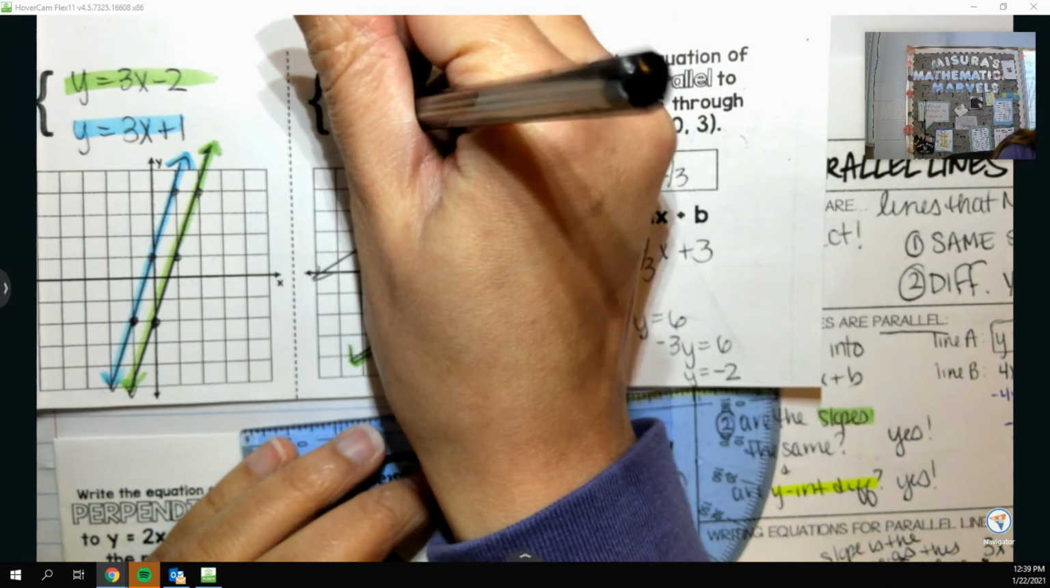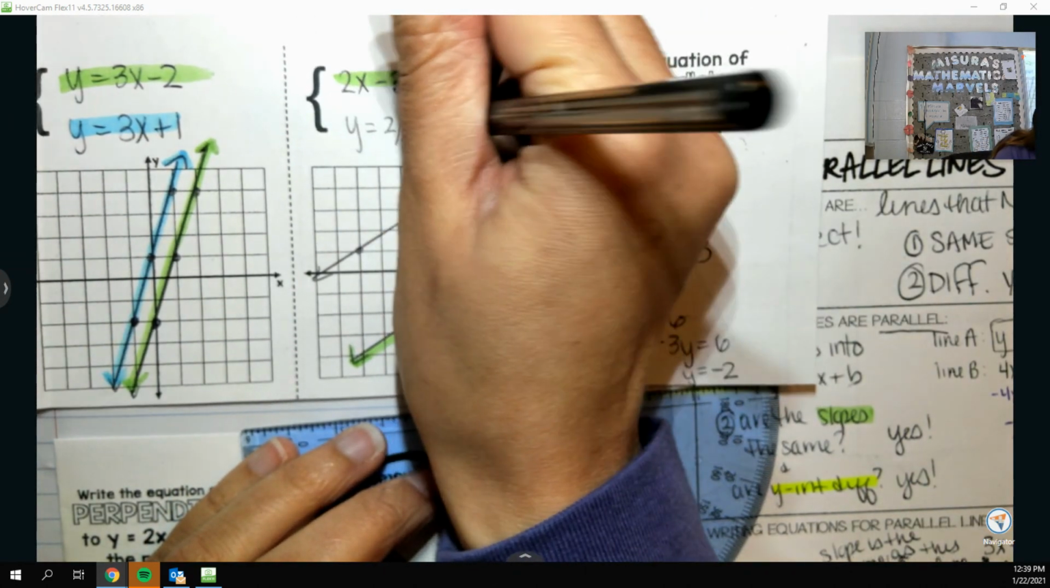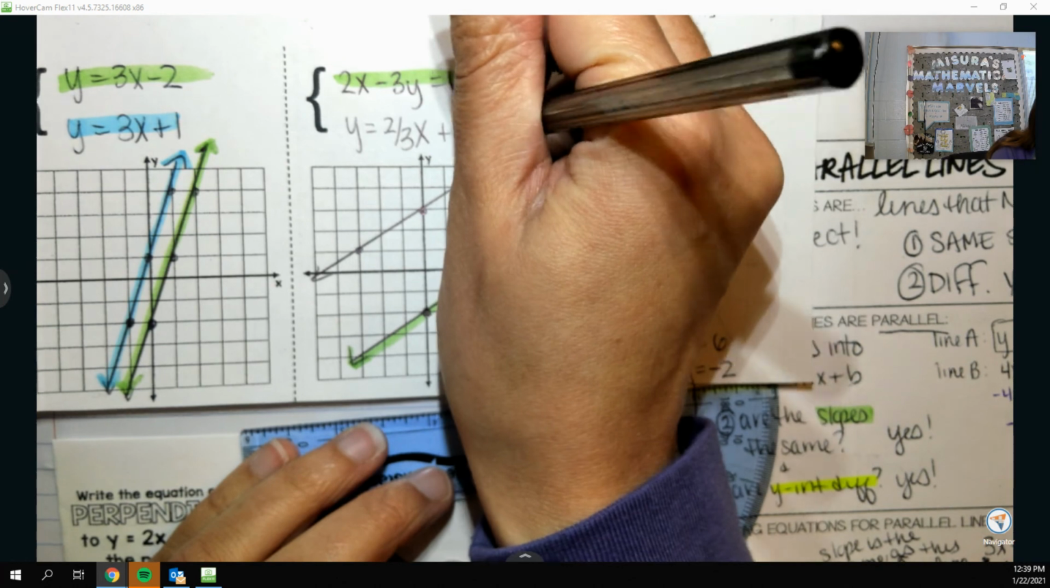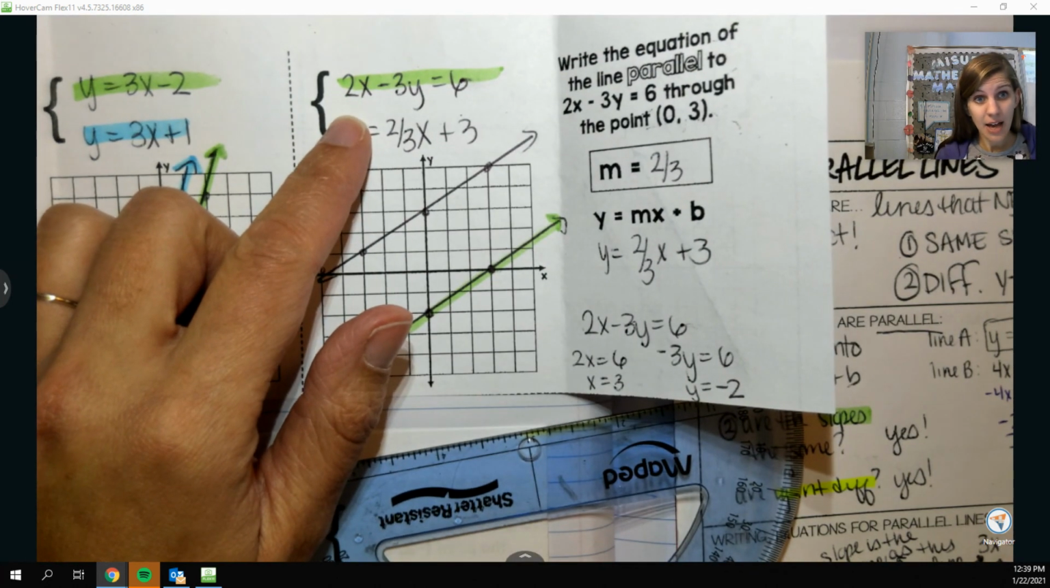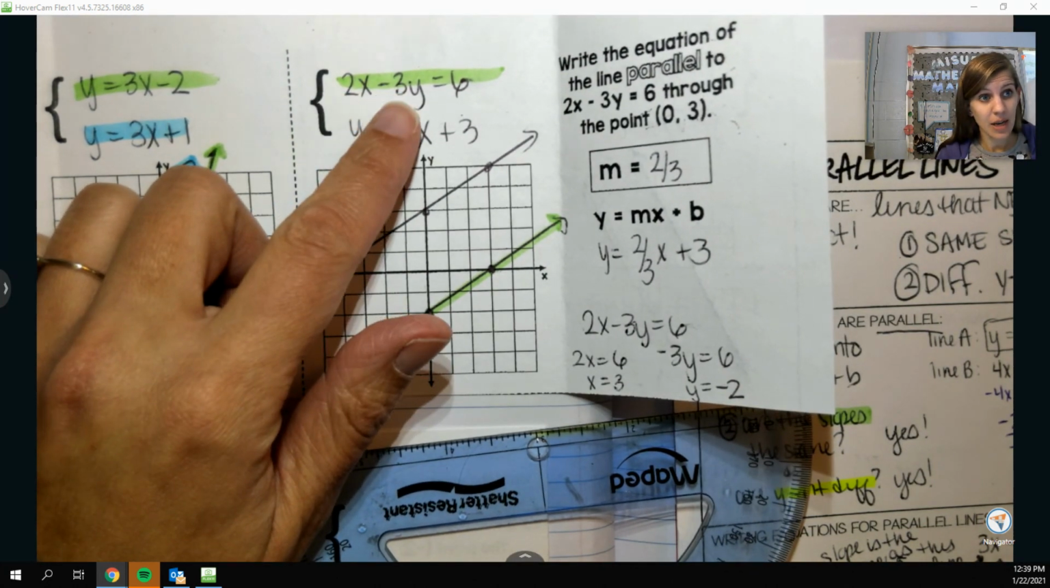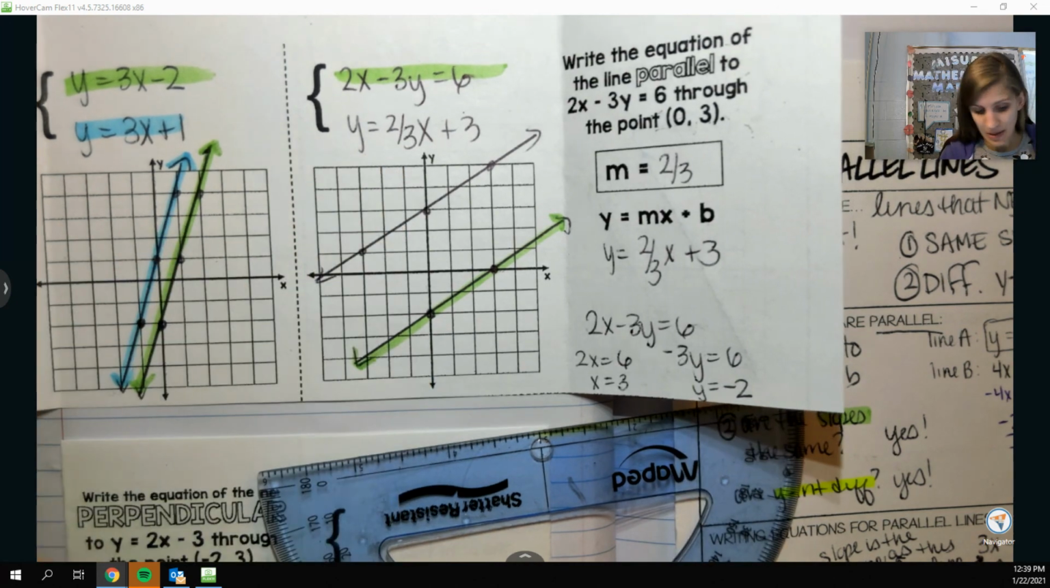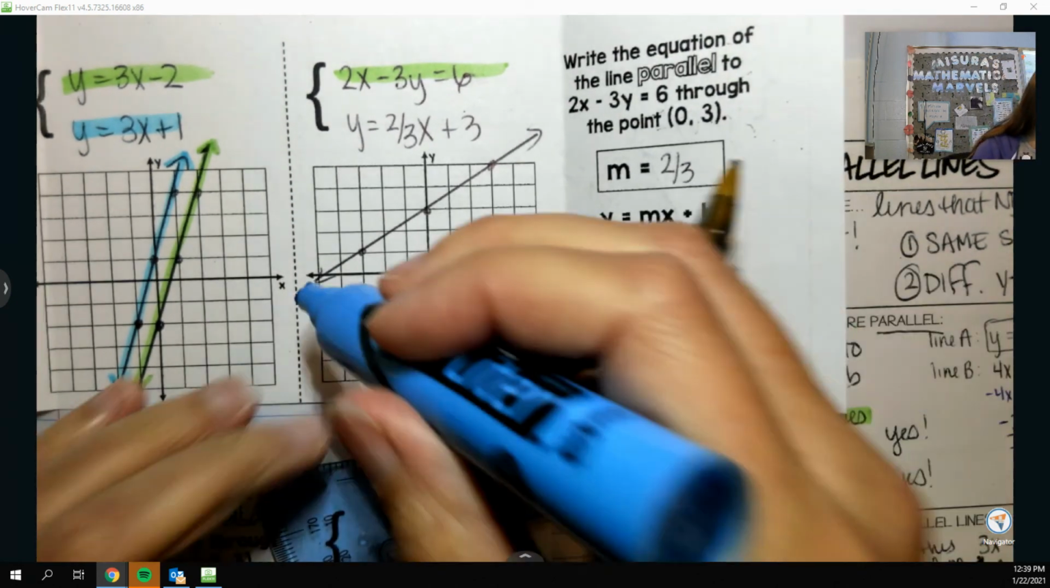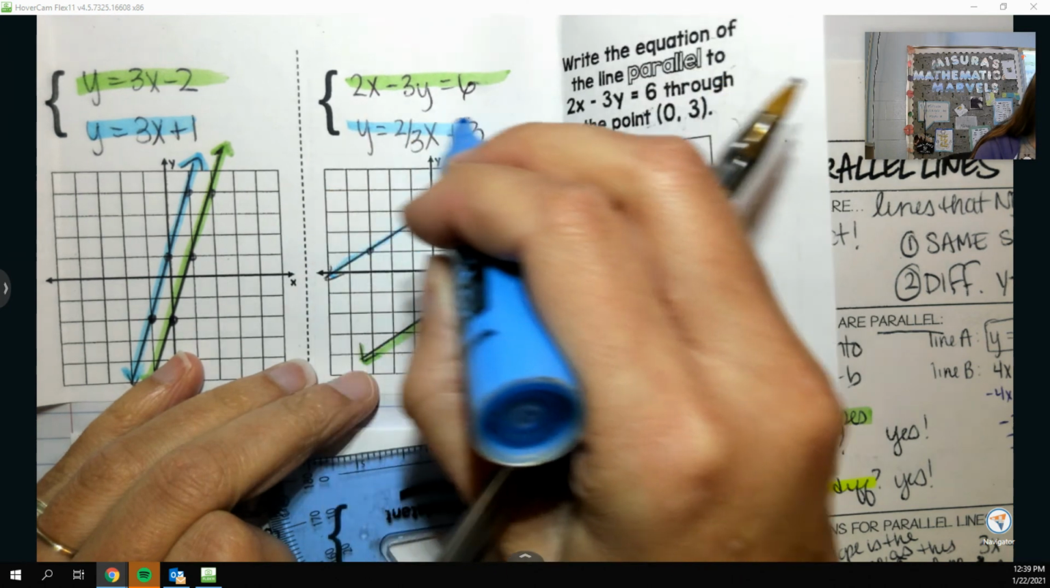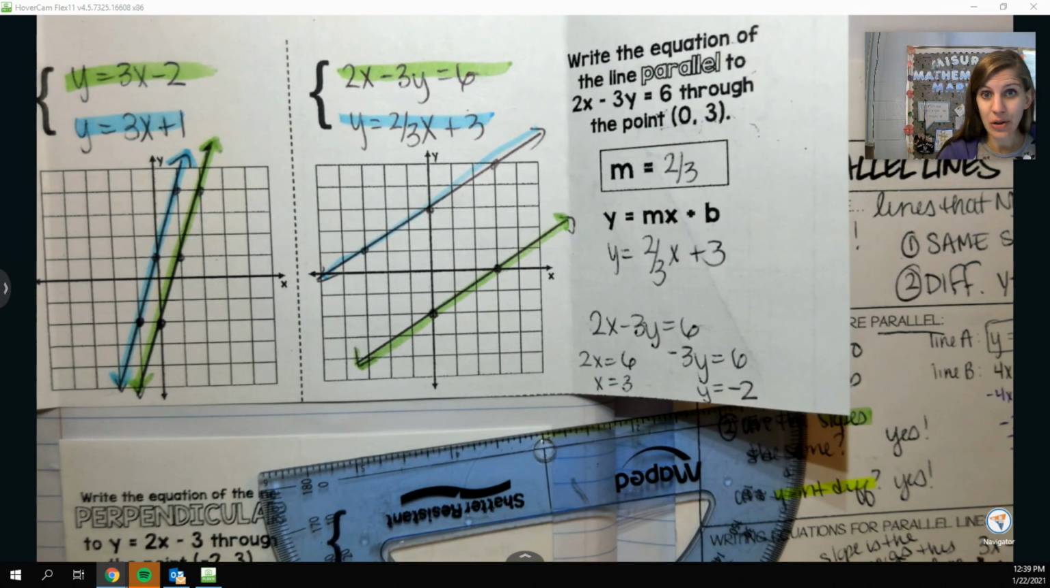And that equation was y equals 2/3 x plus 3, which now if you remember that negative a over b, you can see 2 over 3 is the slope. So that's kind of nice. Blue, blue. We'll talk about perpendicular in the next one.